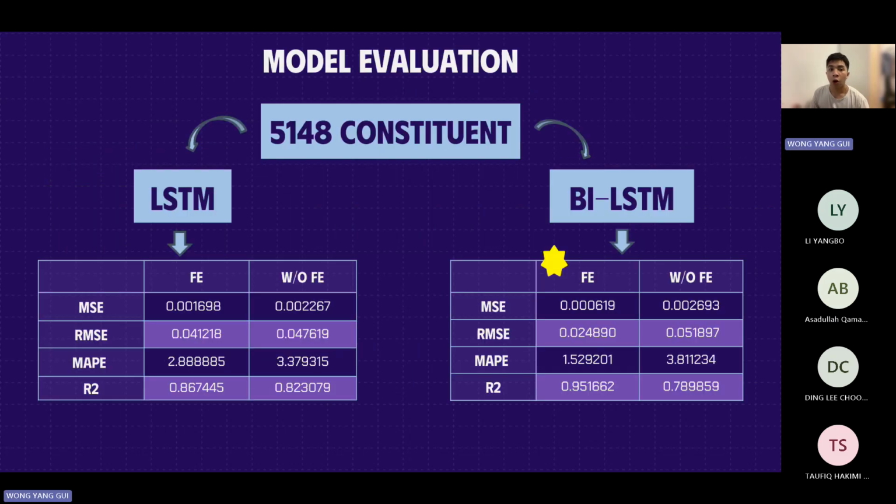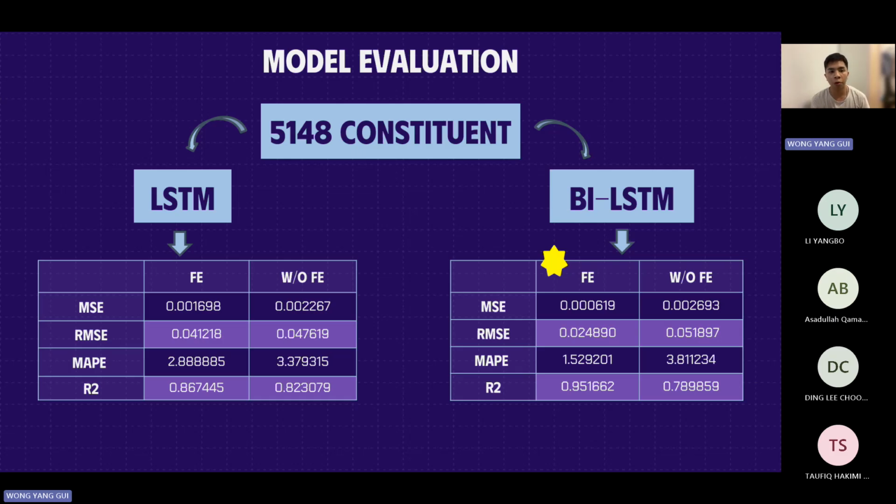In our model, we use the LSTM and BiLSTM. We also use the LSTM with feature engineering, which are the RSI and MACD, and another model without feature engineering, which doesn't have the RSI and MACD. So we have four models in total for each constituent.